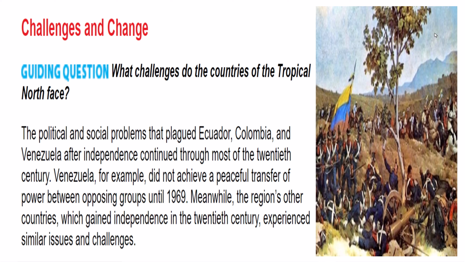Question 13. What did Venezuela struggle with until 1969? A peaceful transfer of power. And that is where one group of people gives power to the other group of people even though they don't agree. That's what we have in this country and have had for most of our country's history, with a few exceptions.